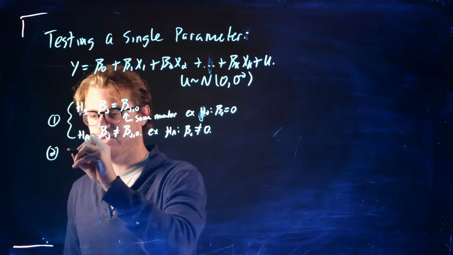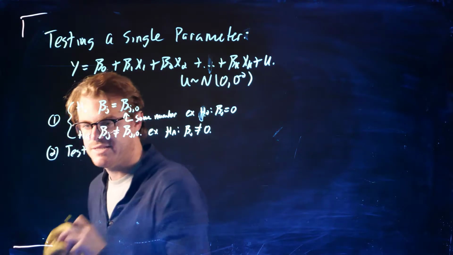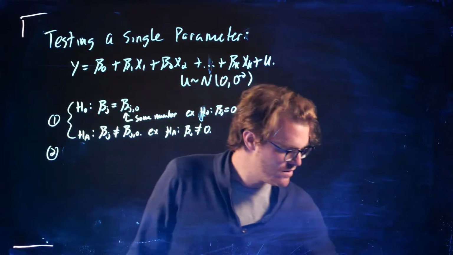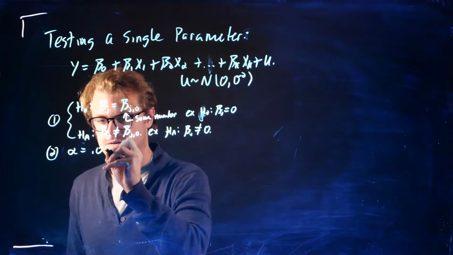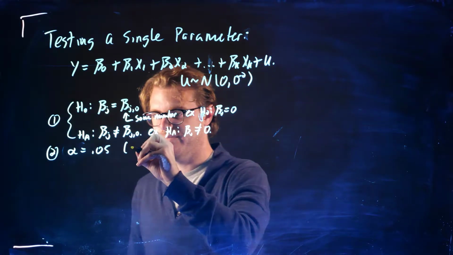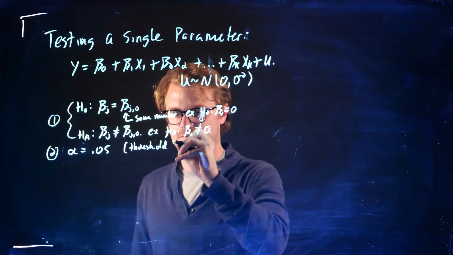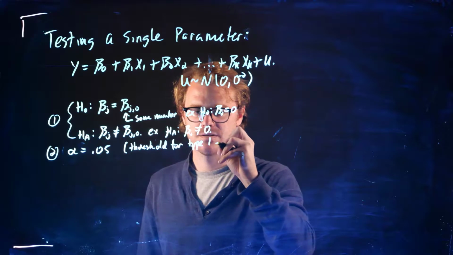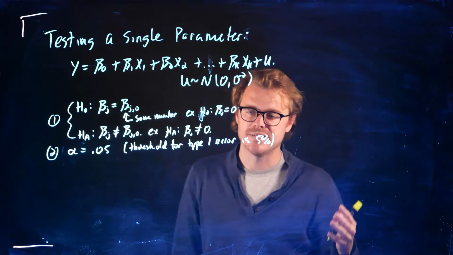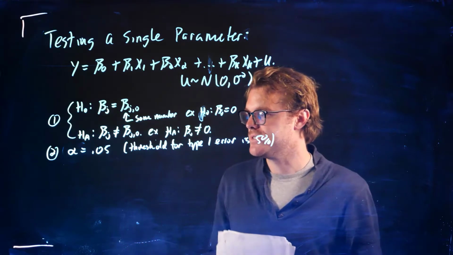The second step, let's say we're going to test at alpha equals something like 0.05. So we're willing to make a type 1 error 5% of the time. So our threshold for type 1 errors is 5%, for instance, but a lot of times you might just test at 1, 5, and 10% anyway. Okay, so our thresholds, that's the second step.